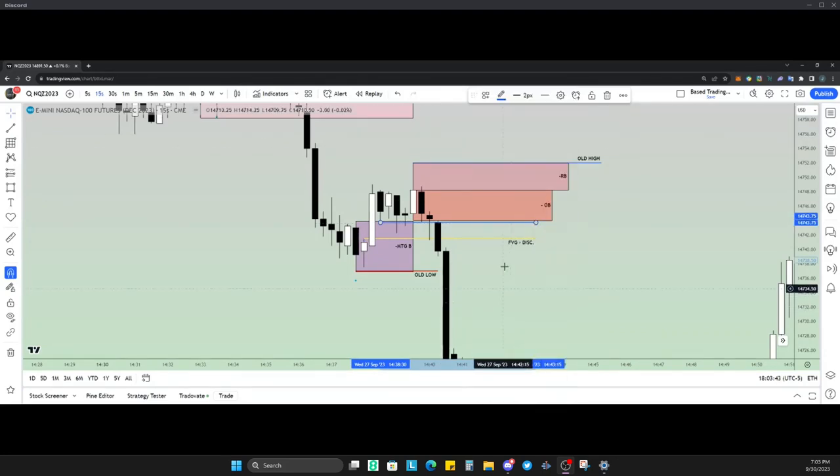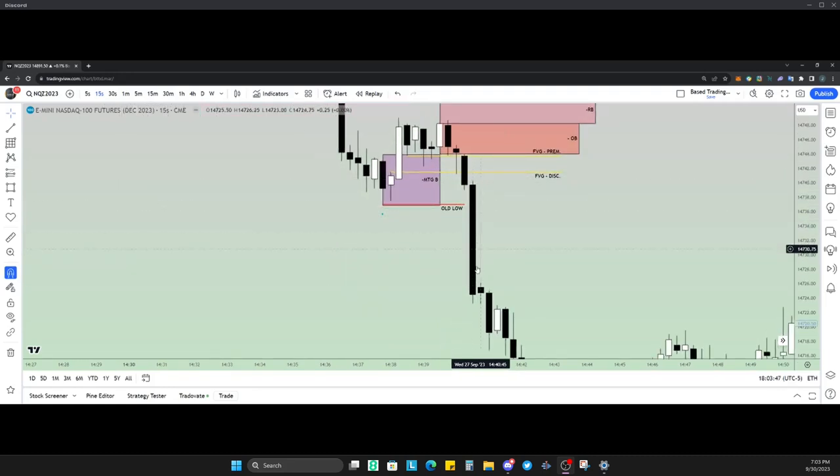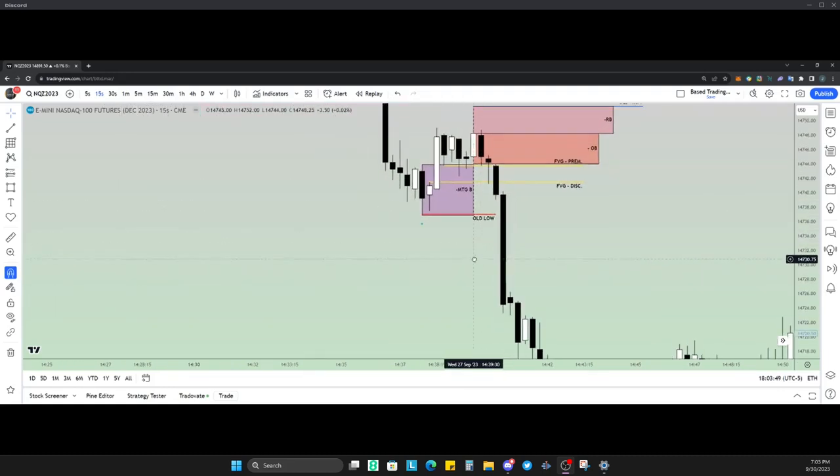And then again, what do I use this for? For information, right? We couldn't even get back up to it. And then look at that. Just gone.